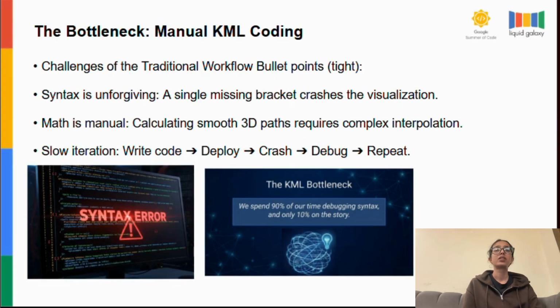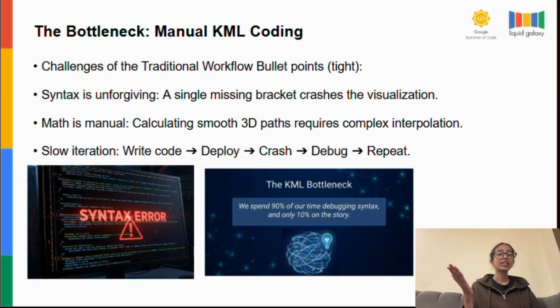Now, here's where the problem starts: the bottleneck. Writing KML manually is unforgiving. One missing bracket, one small syntax issue, and the entire visualization just breaks. There's no partial failure. It's either working or it's not.